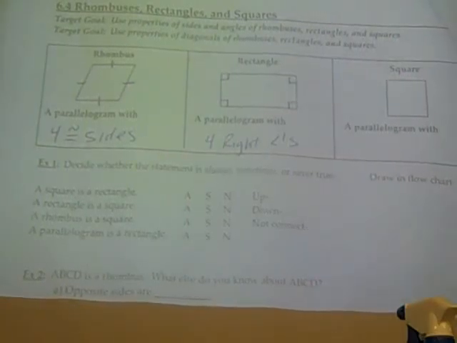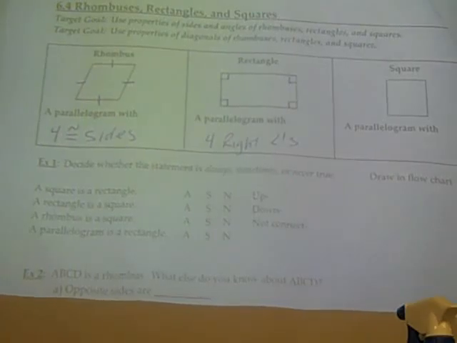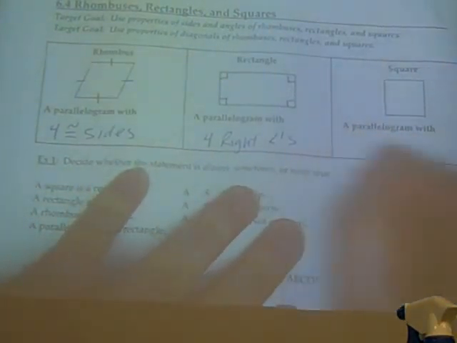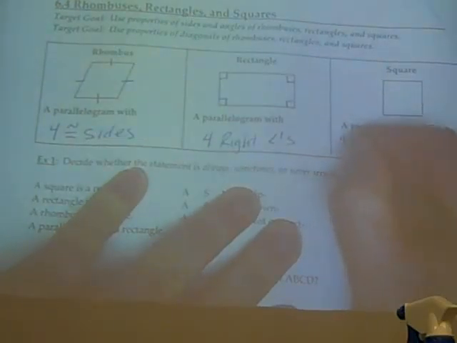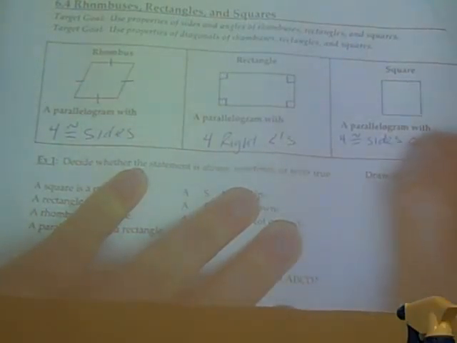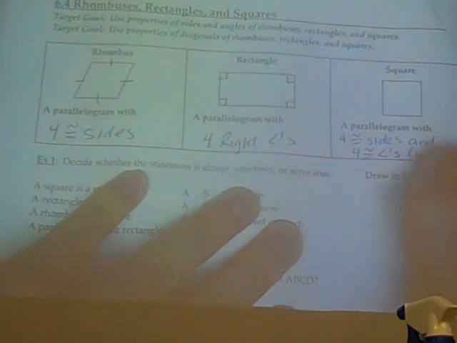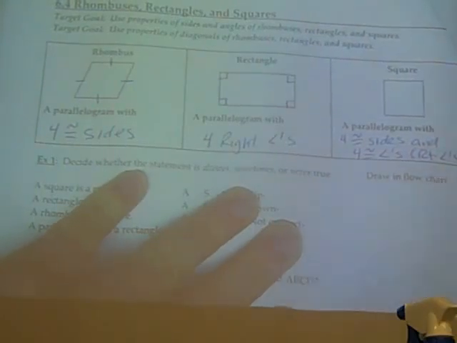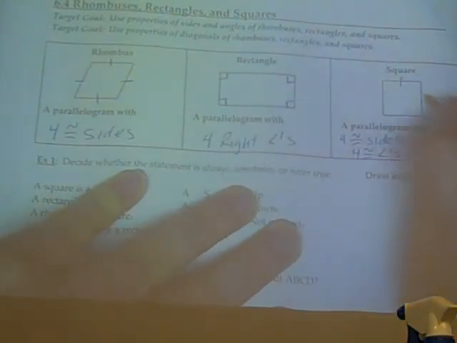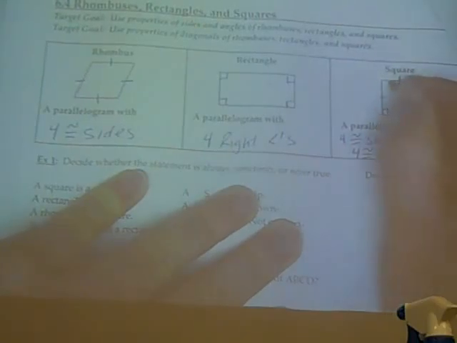Last, we have the square. The square is like the super parallelogram. It has all the properties of a parallelogram, a rhombus, and a rectangle. So, a parallelogram with 4 congruent sides and 4 congruent angles. And those 4 congruent angles are right angles. So whenever we see a square, we can go ahead and start tick marking all 4 sides congruent and all 4 angles congruent.